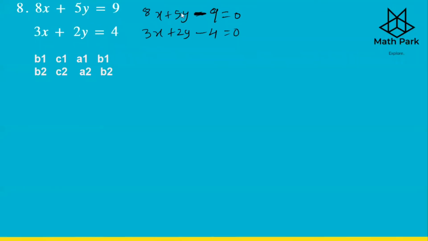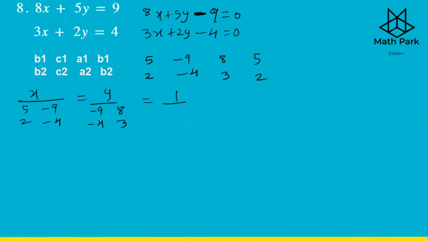So the equation in the form of ax plus by plus c is equal to 0 we have written. Let us compare and write the coefficients. Your b1, b2 is 5, 2. c1, c2 is minus 9, minus 4. Your a1, a2 is 8, 3, and again b1, b2 is 5, 2. So x upon, we have to take the first pair. So 5, 2, minus 9, minus 4 is equal to y upon minus 9, minus 4, 8, 3 is equal to 1 upon 8, 3, and 5, 2.